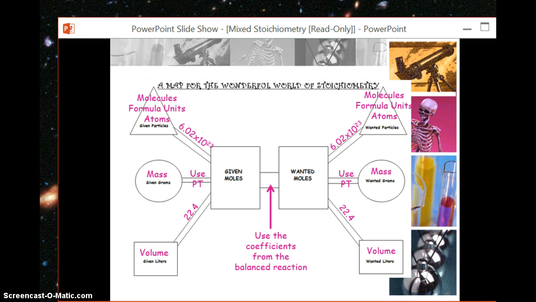There's your answer to the molar roadmap. So hopefully this is a tool that you will find useful on the test, and if not, then you probably are good at stoichiometry anyway.